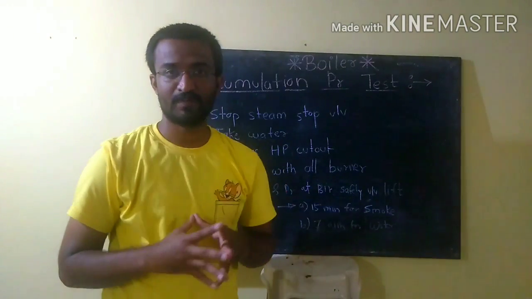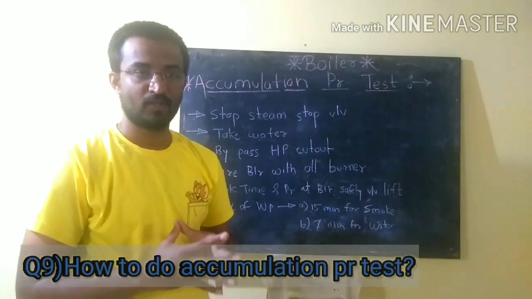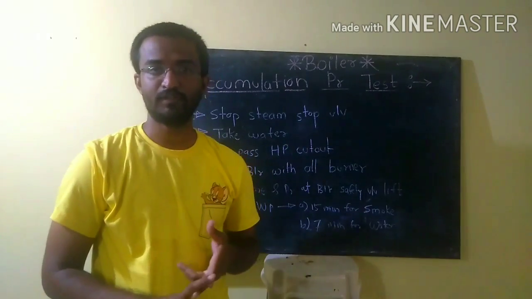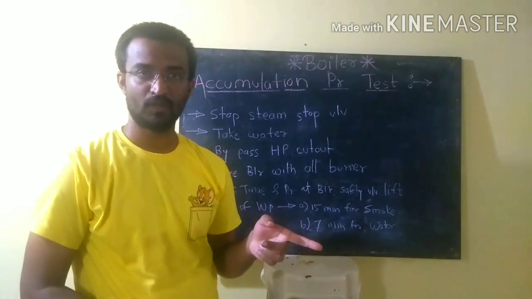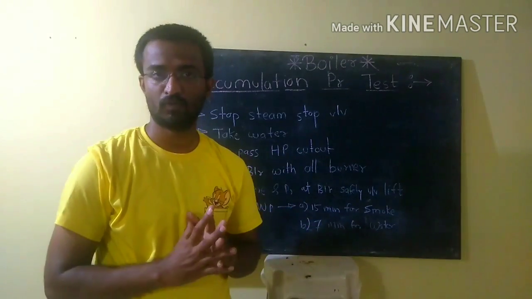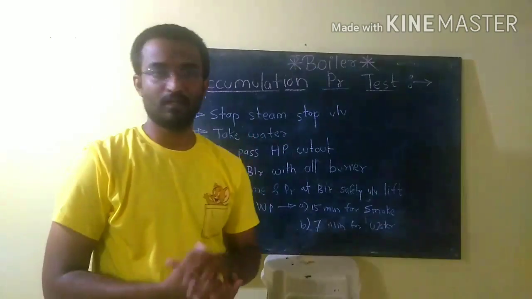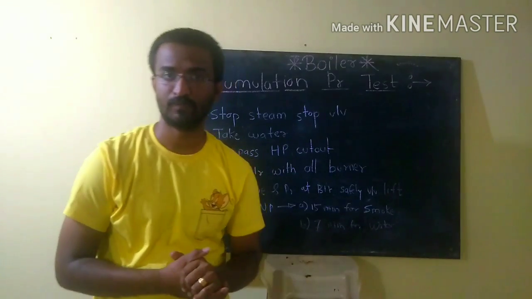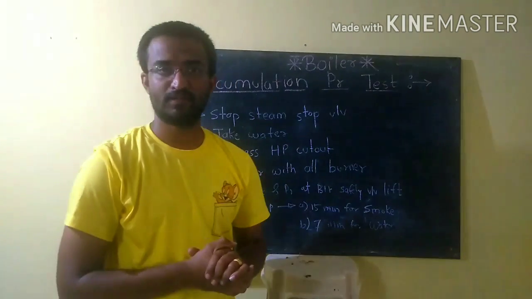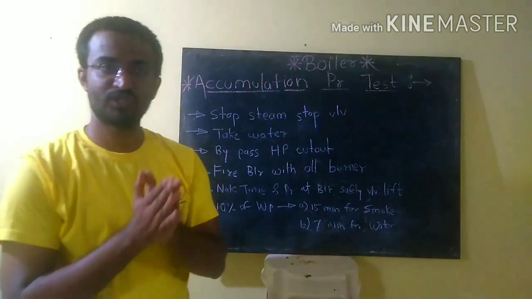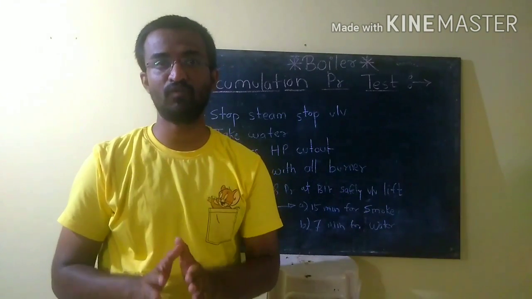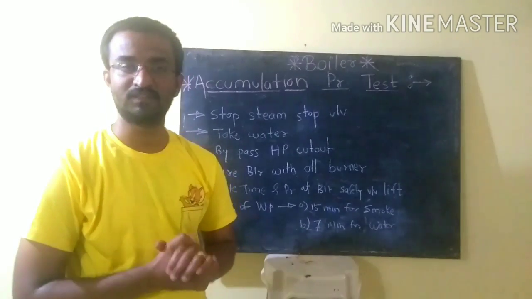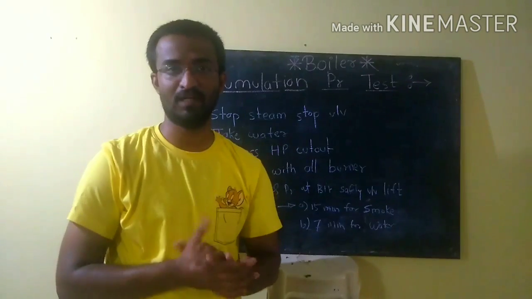Now, accumulation pressure test. We do the accumulation pressure test in two conditions: when your safety valve is new or your whole boiler is new. Only at that time we do the accumulation pressure test. In routine maintenance or in the boiler survey, we never perform the accumulation pressure test. The purpose of the accumulation pressure test is to check that your safety valve sizes are sufficient to lose the pressure in case of emergency and that your safety valves are performing well.